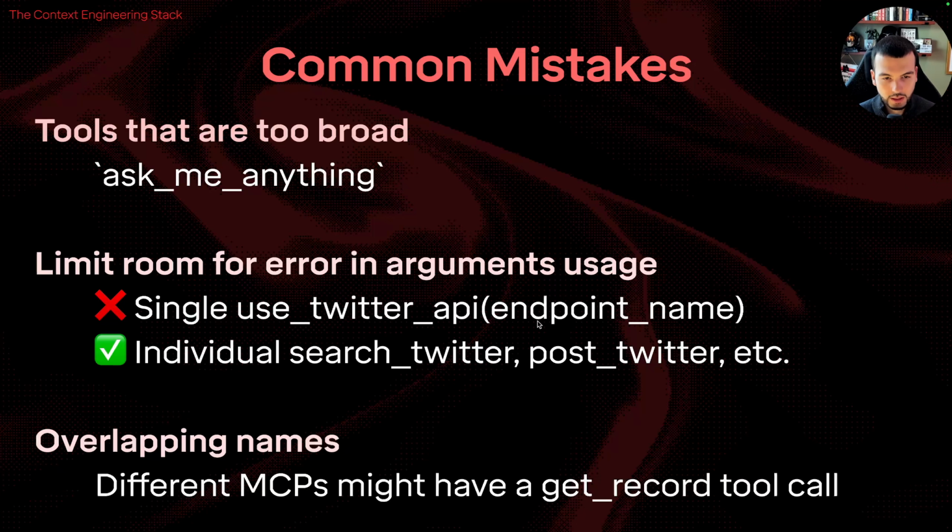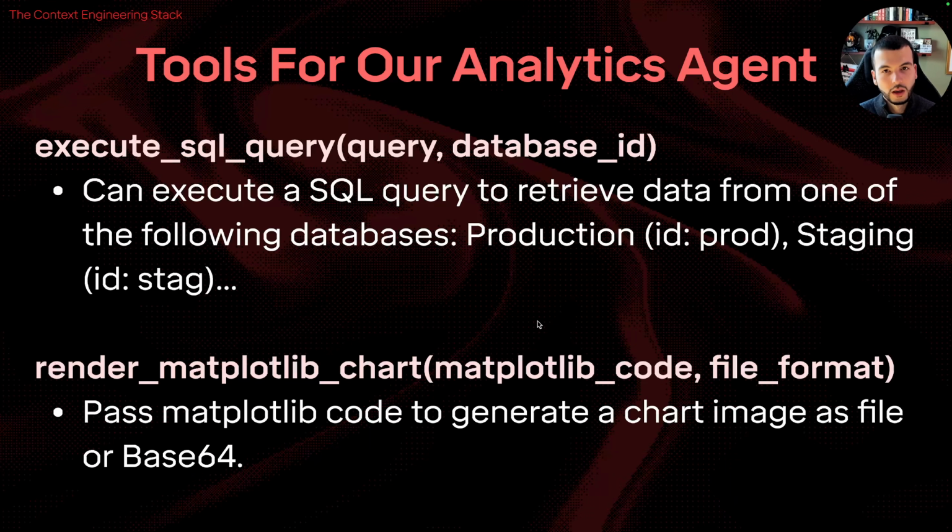Again, the more of these things get into context, the more the model can get confused. And then overlapping names is something that happens more and more with MCPs. If people developing the servers are not really thinking about overlap, you might end up having a bunch of MCPs that are generic tool calls like get record or delete entry, blah, blah, blah. And so what you can do on the client side is prefix the tool name with the name of the server to diversify them. But again, it's better to be really thoughtful when building these things.